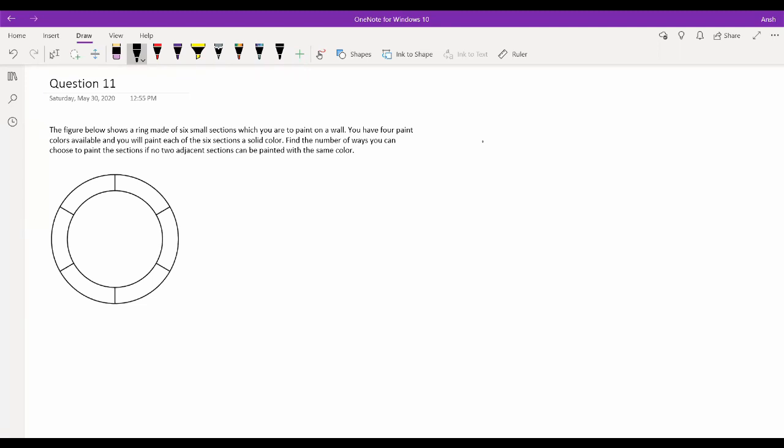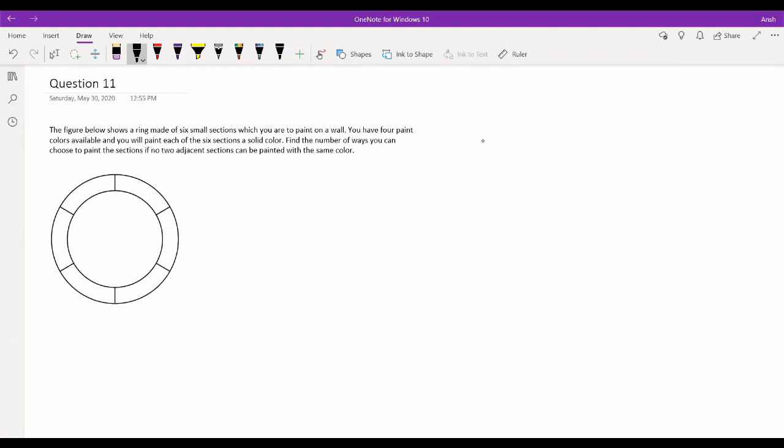All right, so our next question. The figure below shows a ring made of six small sections, which you can paint on. So you're painting these six sections of a wall. You have four different paint colors available, and you will paint each of the six sections a solid color. So you can only paint it one color. And we want to find the number of ways where you can choose paint.